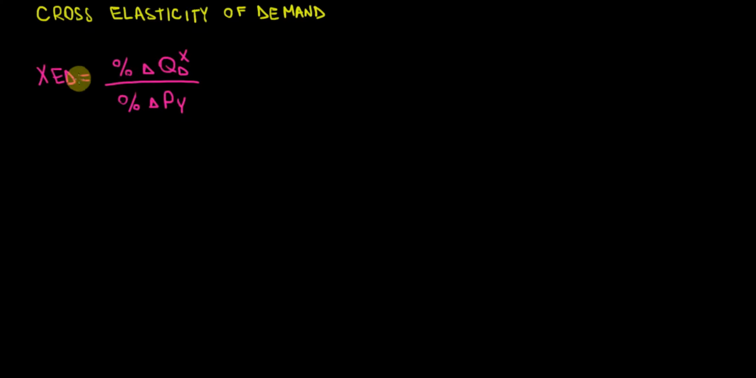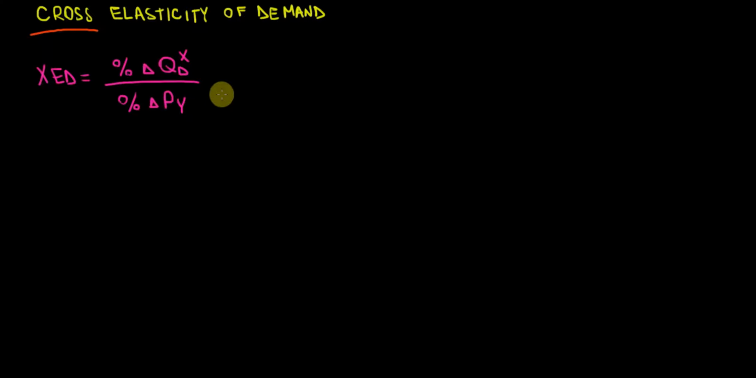First of all, I wrote the formula over here as a starting point. So what is cross-elasticity of demand, which we note as XED? Percentage change in quantity demanded of a product X over the percentage change in price of a product Y, meaning that we have to consider two products in order to calculate this elasticity. That's why it's called cross elasticity, because we are considering two products.